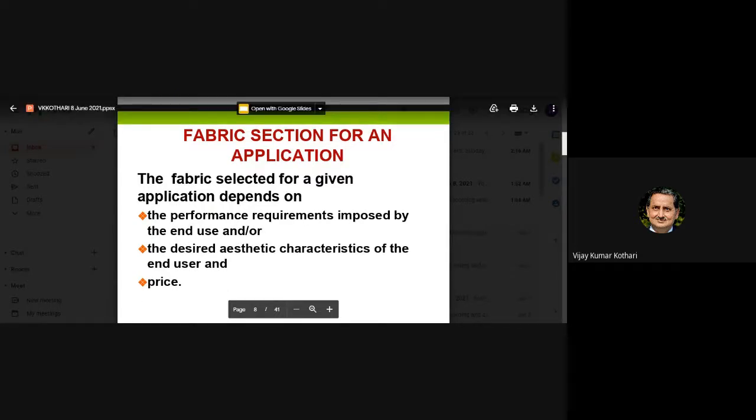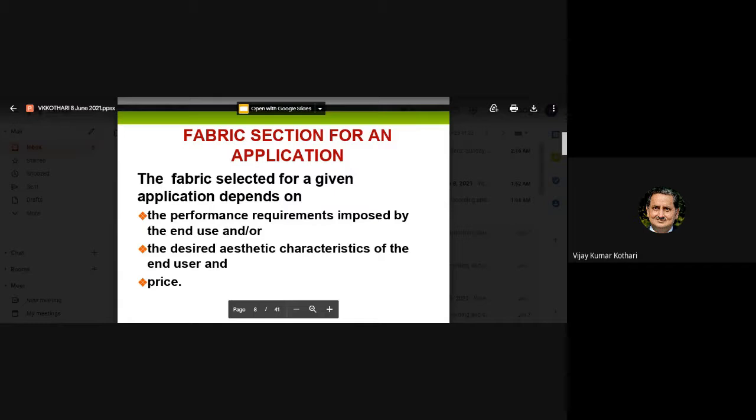So if you look at the fabric selection. Maybe a slide prior to that. Okay, this is okay, fine.